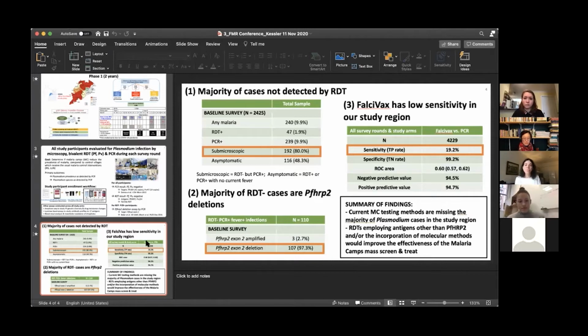So I'm not really familiar with malaria in India, but is it common to have such low sensitivity for that RDT in India? I mostly work in Sub-Saharan Africa, so it looks really bad to me. Does it also look bad to you?